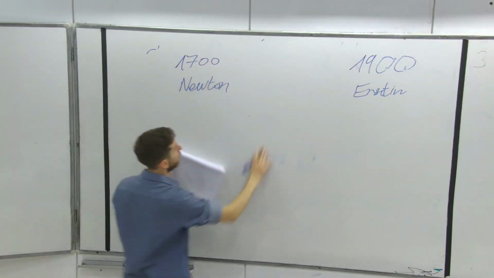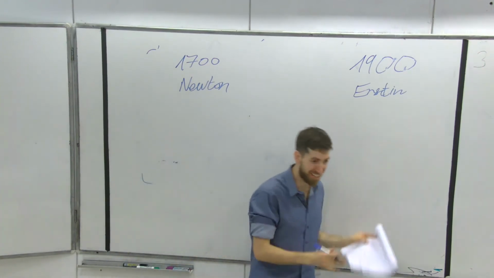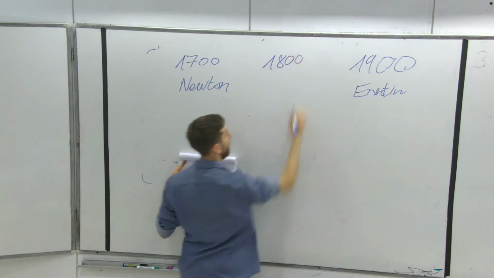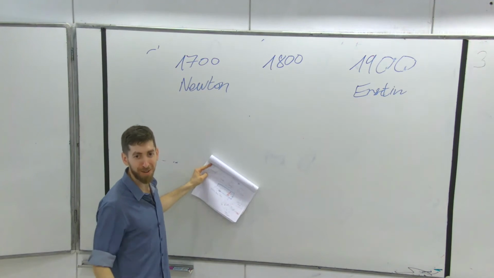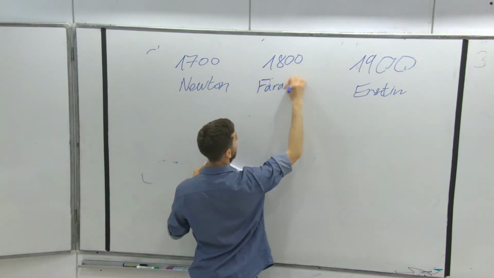Newton. But what's going on here in the middle? You know, everybody always remembers the end and the beginning. But who was the great person here? You want to know who? What's the name of the class? Faraday, exactly. Faraday was a genius.